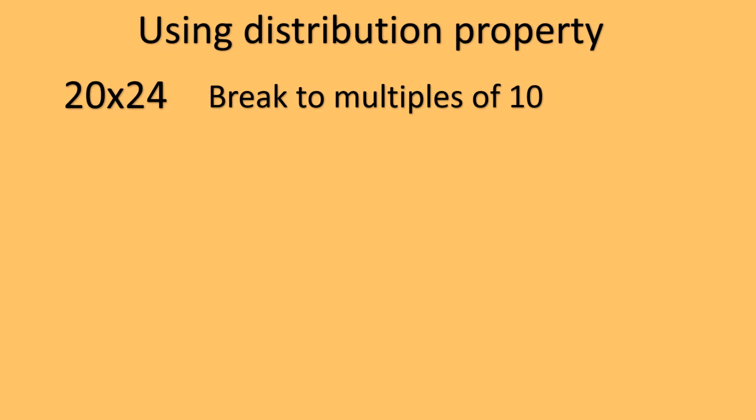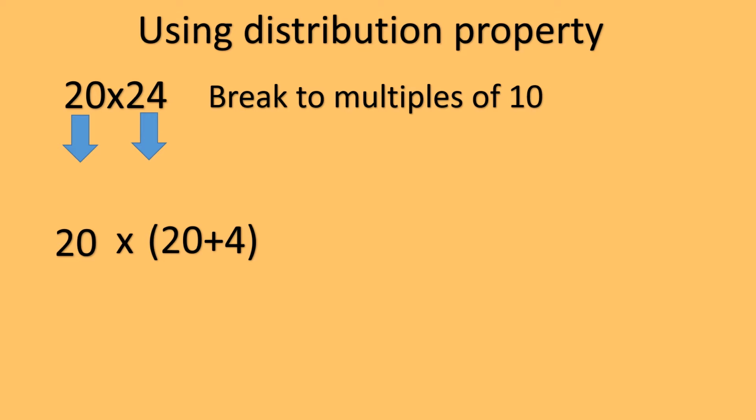Now if you want to multiply these two numbers, 20 times 24, first you check that the numbers are multiples of 10. As you see, the first one here is 20. 20 is a multiple of 10, so we just keep it as it is. But the number 24 is not a multiple of 10, so we break it into two numbers, 20 plus 4. 20 is a multiple of 10 and we just add 4. Multiply them together. This means that we have the distribution property here. We distribute multiplication over addition.